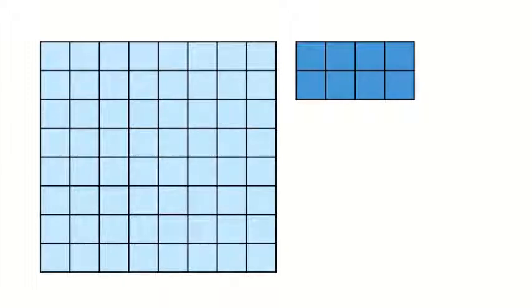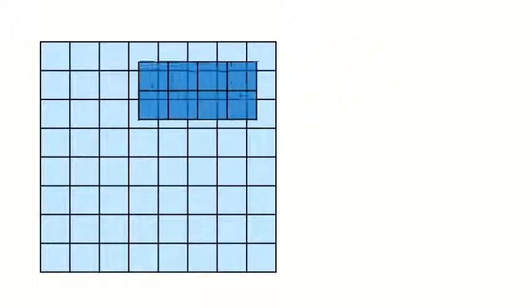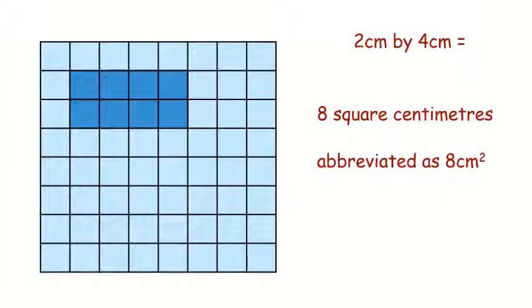As we can see, as we superimpose this, the rectangle covers 8 square units. If this was in centimeters, it would be 8 square centimeters, and it's a 2 centimeter by 4 centimeter array, which gives us 8 square centimeters, and this is abbreviated to 8 centimeters squared.